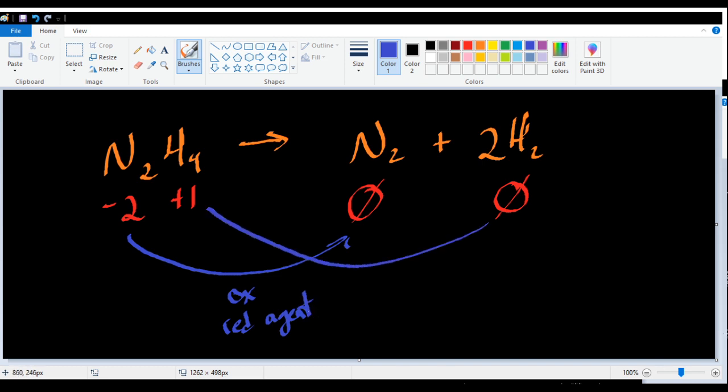Whereas hydrogen goes from +1 down to 0. It has been reduced and is the oxidizing agent. Okay. Again, yes, this might look kind of weird. The fact is that we have one compound breaking apart into two things. That's not a problem. That's absolutely fine. Things like that happen, not necessarily all the time, but they can happen.